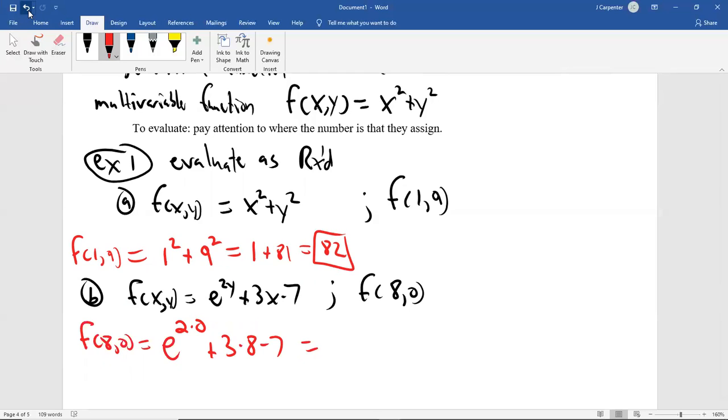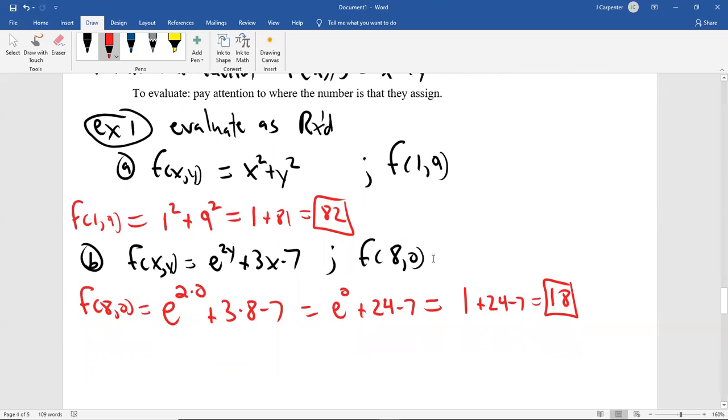E to the 2 times 0, that's e to the 0. Plus 3 times 8 is 24, minus 7. Anything to the 0 is 1, plus 24 minus 7. 1 plus 24 is 25. 25 minus 7 is going to give us 18. Yes, you could have gone ahead and combined the 24 minus 7. I just waited till the last second to do all the basic arithmetic. And there we go, that's it.